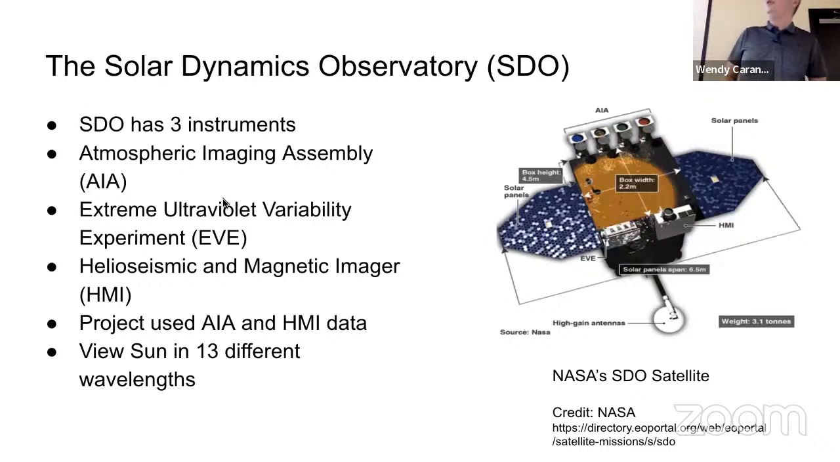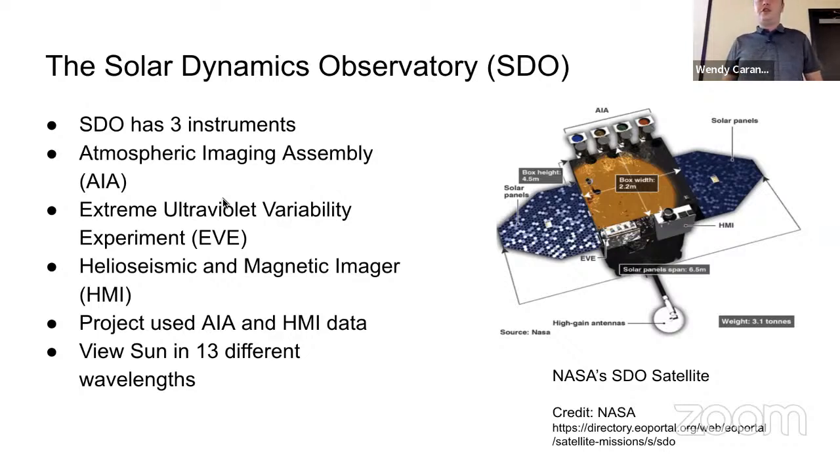So for our data, we took it from two different places. The first is the Solar Dynamics Observatory, or SDO. This is a NASA satellite, and it contains 3 different instruments. We looked at 2 of them, the Atmospheric Imaging Assembly, or AIA, which you can see up here, consists of 4 different telescopes. And then also the Helioseismic and Magnetic Imager, or HMI, which you can see here. That just has a single telescope. Between these 2 instruments, we can see the sun in 13 different wavelengths. 11 of them are from the AIA, and 2 of them are from HMI.